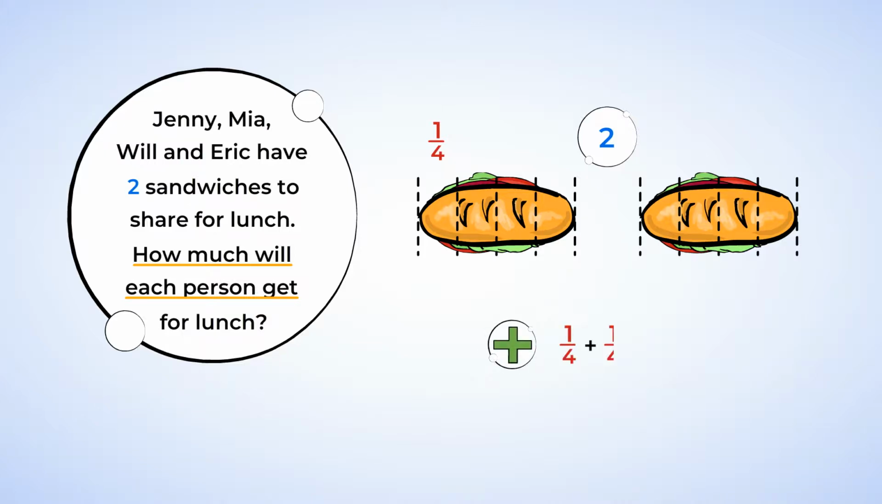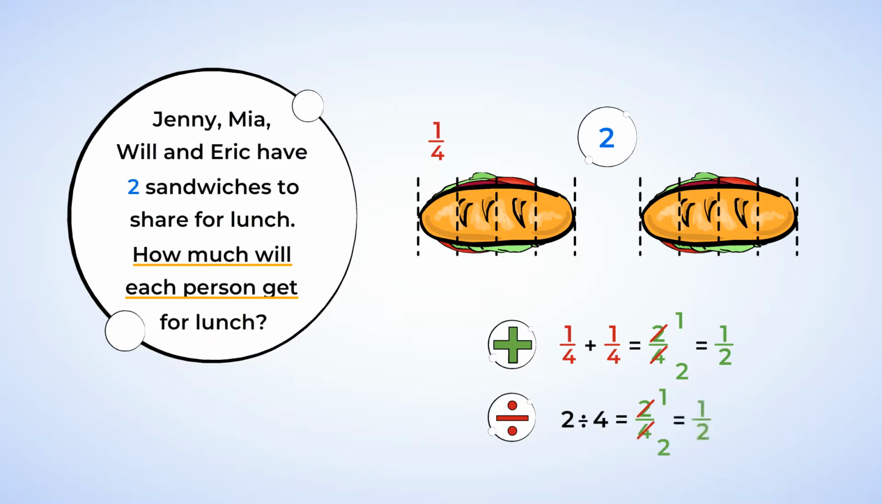And 1/4 plus 1/4, well, that's 2/4. And we can simplify this by dividing the numerator and the denominator by 2, and that will give us 1/2. And we can also represent the equation as 2 sandwiches divided by 4 people, which can be written as 2 over 4, as the line between the numerator and the denominator means division. And look, 2/4 again. But don't forget to simplify the fraction. 2 divided by 2 is 1, and 4 divided by 2 is 2, so we get 1/2 again. Dividing sandwiches is a real work of art.